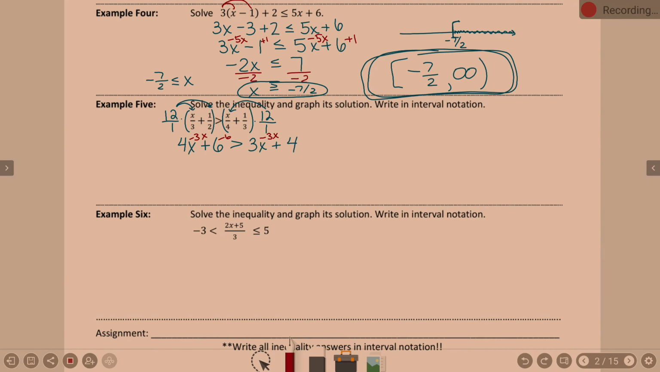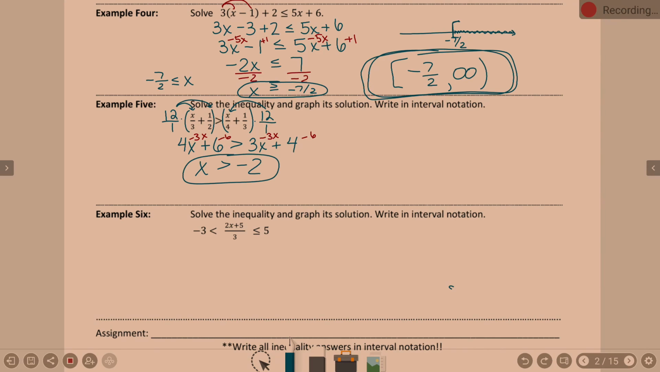Again, that's in my effort to get variables on one side, numbers on the other side. I am currently then at 4x minus 3x is 1x, or x. 6 minus 6 cancels. Carry down the greater than sign. 3x minus 3x cancels. 4 minus 6 is -2.